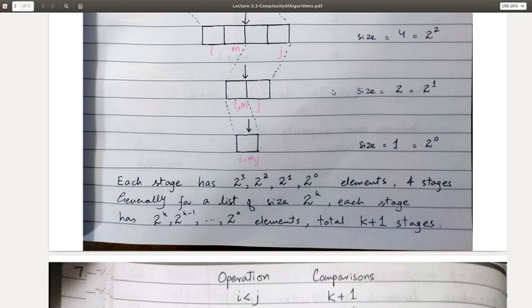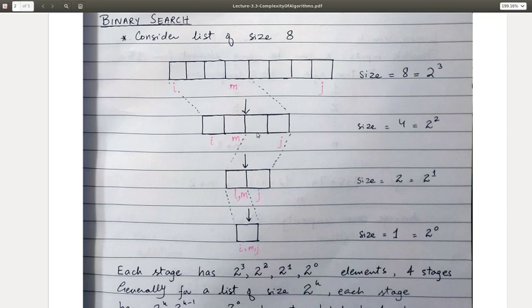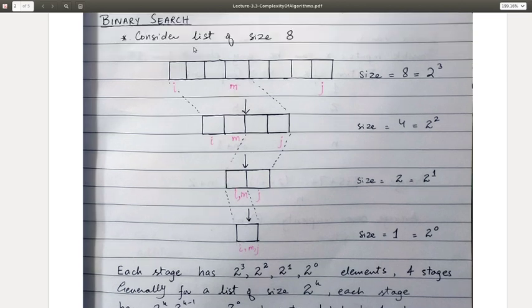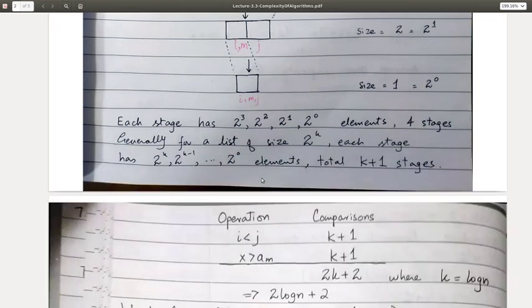Now that we know how many stages we have, we simply need to check the operations that we're doing. And remember, we were just doing 2 comparisons in each stage. We were checking first was i less than j, and then we were checking whether x was greater than or smaller than this middle value. So 2 comparisons in this stage, 2 in this stage, 2 in this stage, and 2 in this stage. So if you have k plus 1 stages, you are doing 2 times k plus 1 operations.